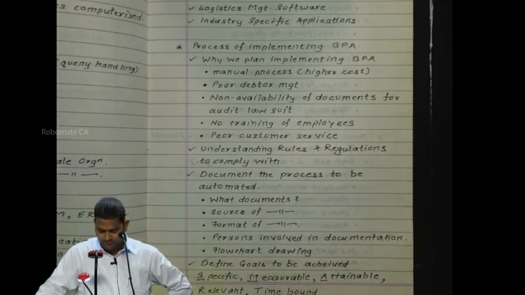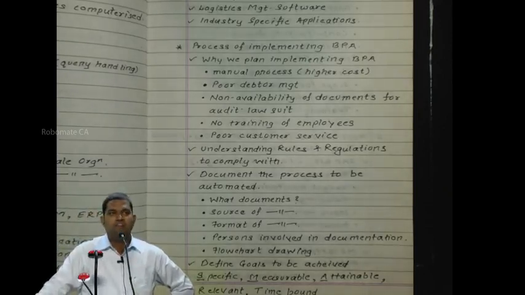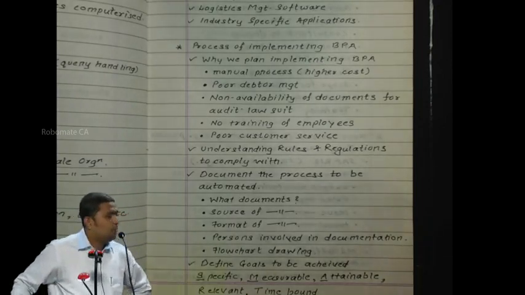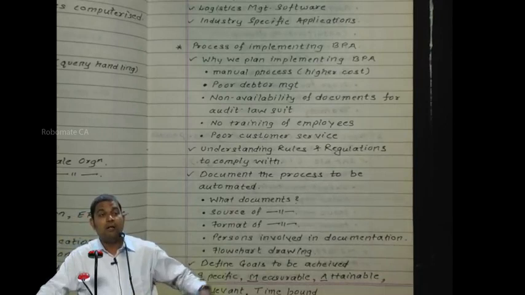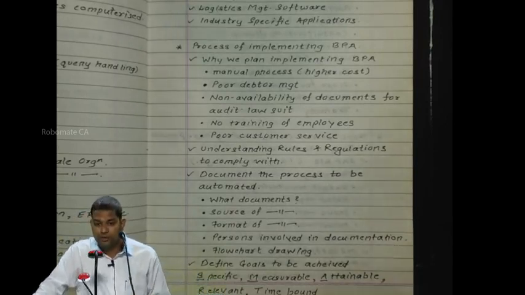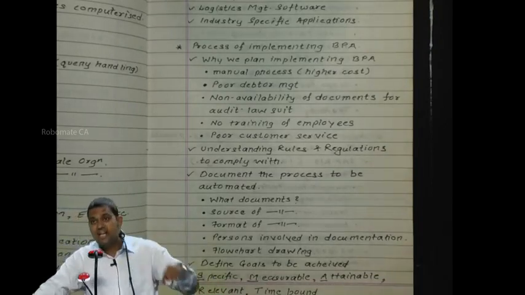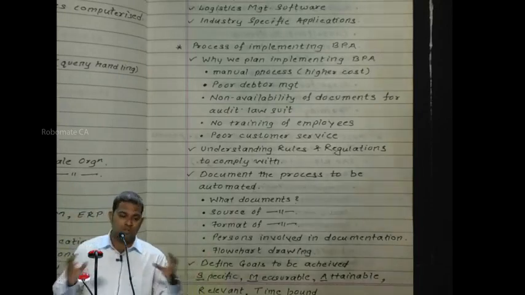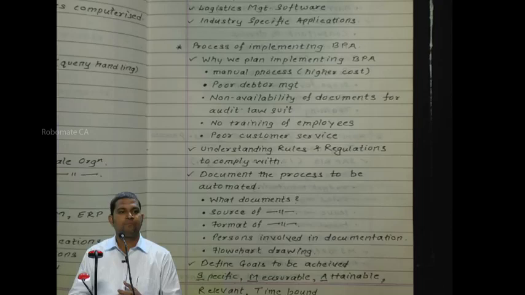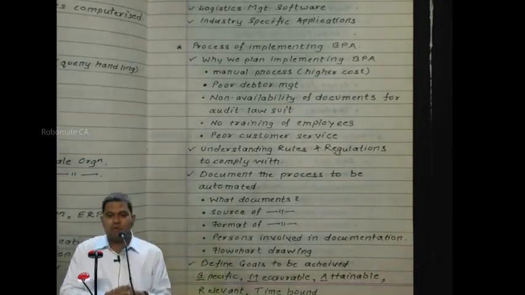Okay. Next thing is understanding the rules and regulations to comply with. See, whenever we are doing it manually, obviously we have to do it according to the rules and regulations. But when we are creating software, is my software going to follow all the rules and regulations? Yes, it has to follow. So first, you need to understand what rules and regulations you are supposed to follow. The rules given by the law. The standards set by the law. One needs to understand that properly.